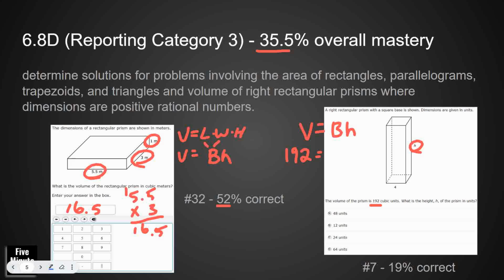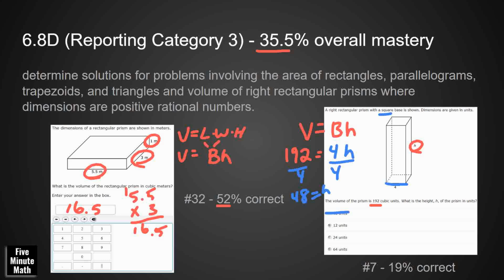All right, so this is going to be incorrect. If I just put in that 4 for the base, get the height, that's easy. Divide both sides by 4, and what do you get? H equals 48. That is the most chosen incorrect answer. But it is incorrect because that is not the base. That is just one of the dimensions of the base.